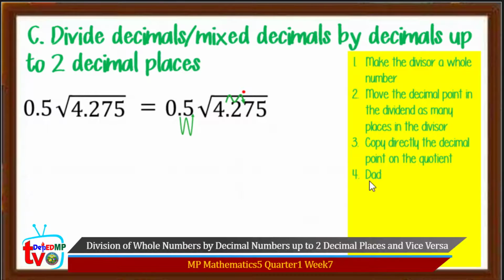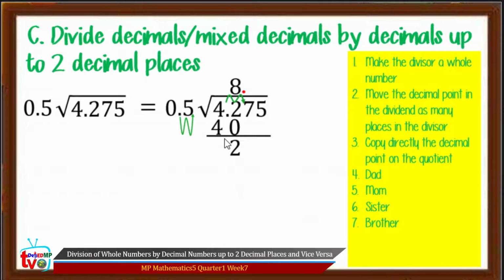Okay, let's have that. 42 divided by 5, the answer is 8. Next, let's have multiply. 8 times 5 is 40, below 42. Next character is sister or subtract. What will we subtract? 42 and 40. So, 42 minus 40 is 2. What's the next step? Our next character is brother, which means bring down. We should bring down 7.